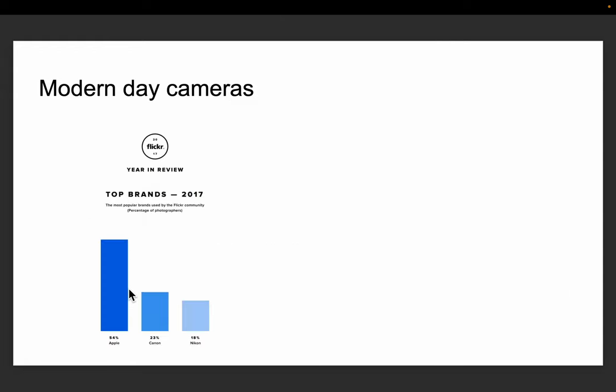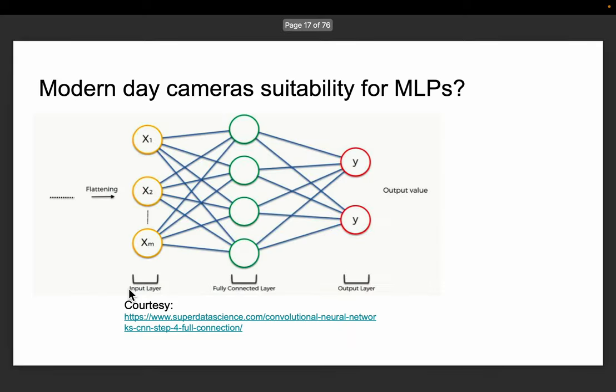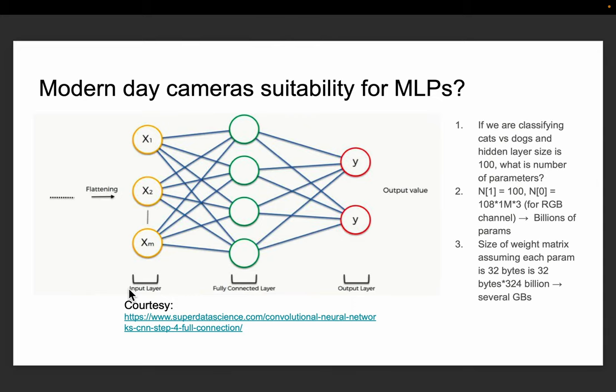We also discussed the suitability of multi-layer perceptrons for image recognition like problems. We said that modern day cameras produce very high resolution images. If we were to take a very simple classifier, a multi-layer perceptron, with let's say only 100 neurons in the hidden layer, it may turn out to require several GBs of data even for a simple binary classification task.